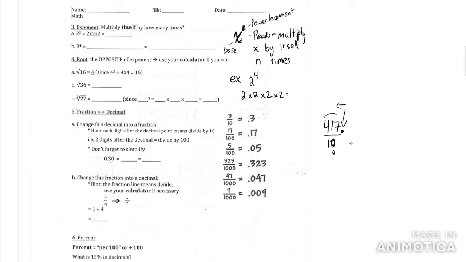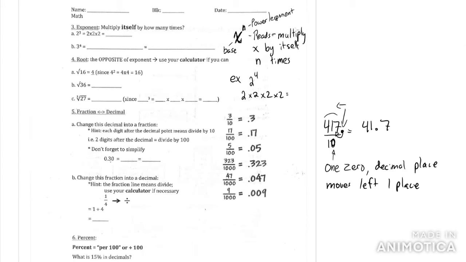So in this case, 1 zero, decimal place, moves left 1 place, which means I change this to 41.7. So all I've done is I've taken this and I've shifted it over.